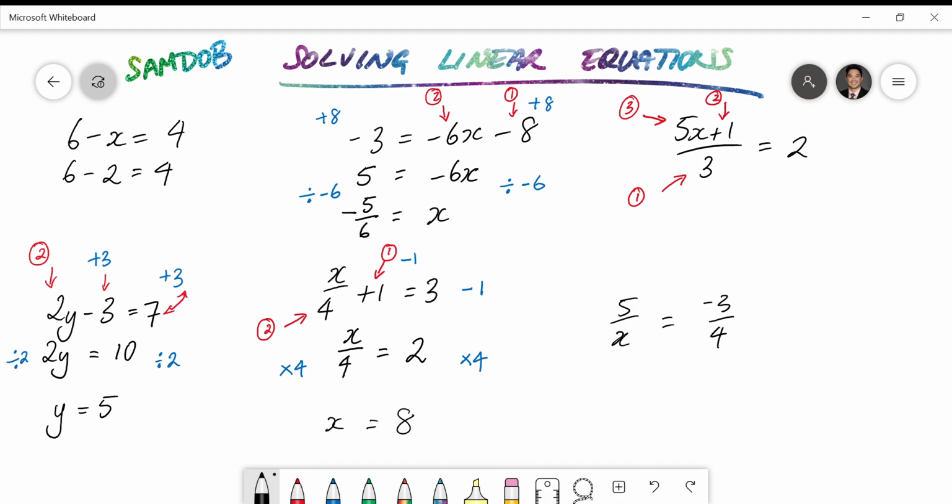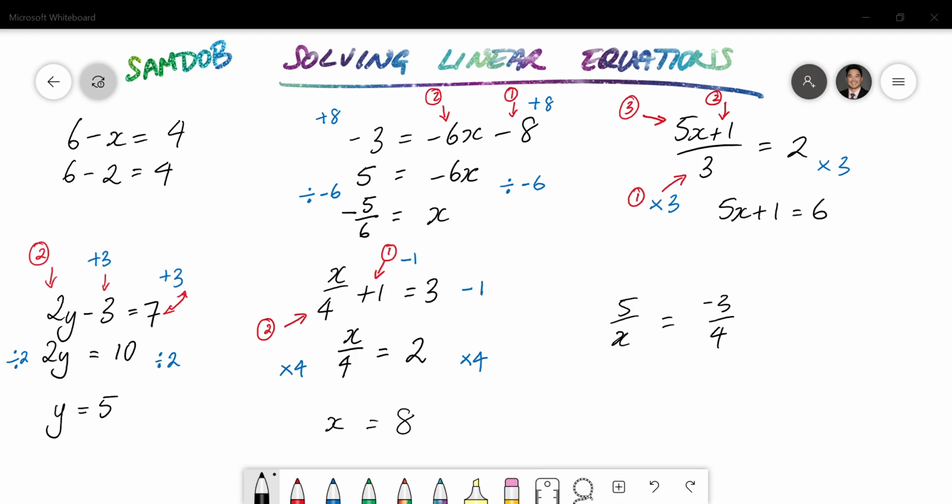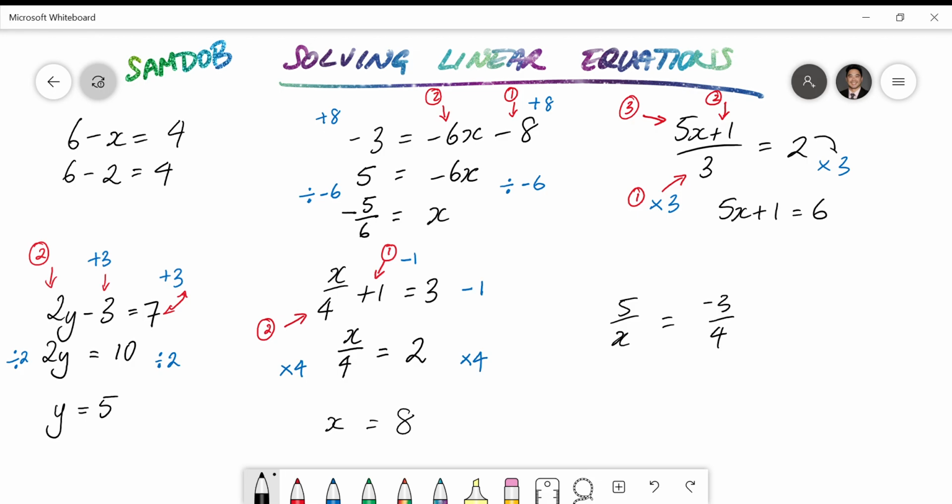So first step, to get rid of the 3 at the bottom. Just like the previous question, because it's the denominator and it's divided, to get rid of it, we want to multiply. So let's multiply both sides by 3. And what we have is then 5x plus 1 is equal to 6, because 2 times 3 is equal to 6. Now we've got 5x plus 1 equals 6. We've dealt with the denominator. We don't have to deal with fractions anymore.